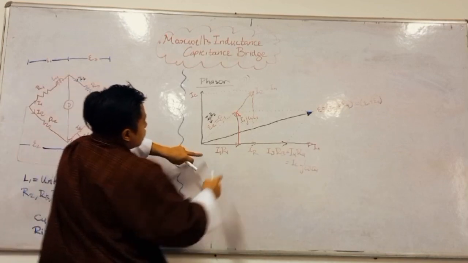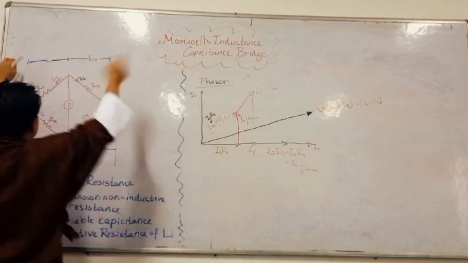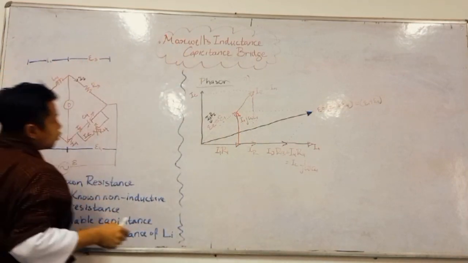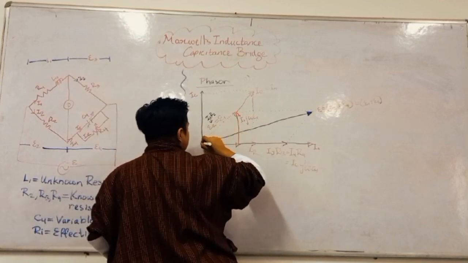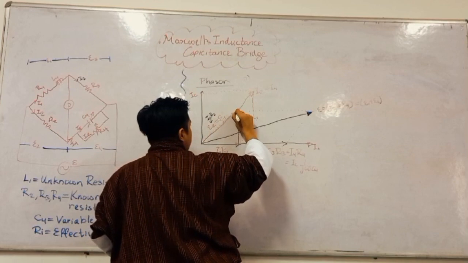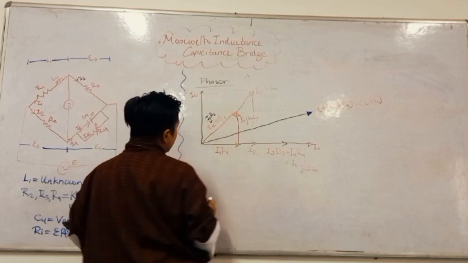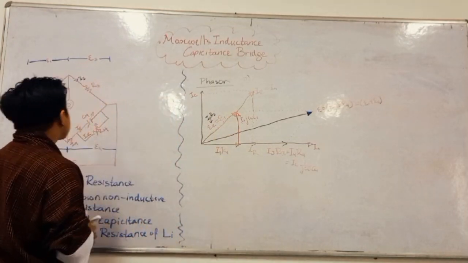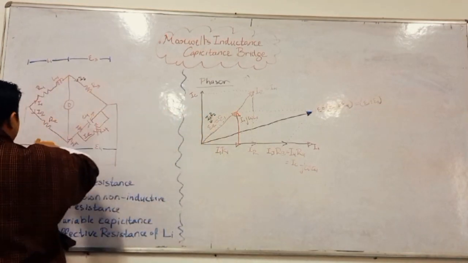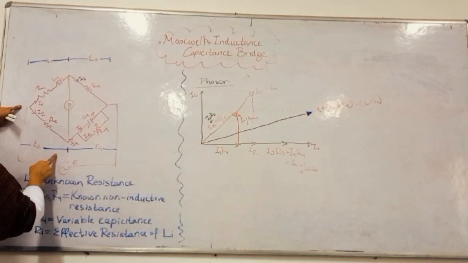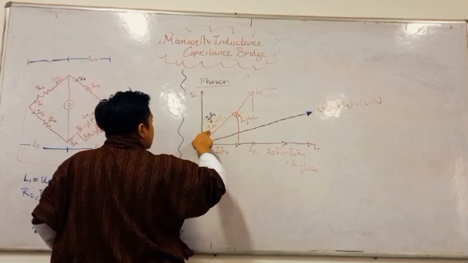Now the resultant of these two phasors will give us the value of E1. So the resultant of these two phasors is basically this phasor right here. So this is E1. Now what we have to know is that at balanced condition, the value of E1 will be equal to the voltage across this arm right here, E2. So we can equate the value of E1 to the value of E2.